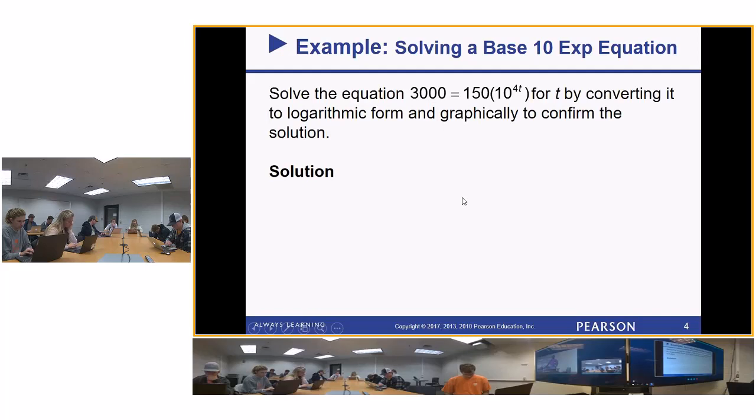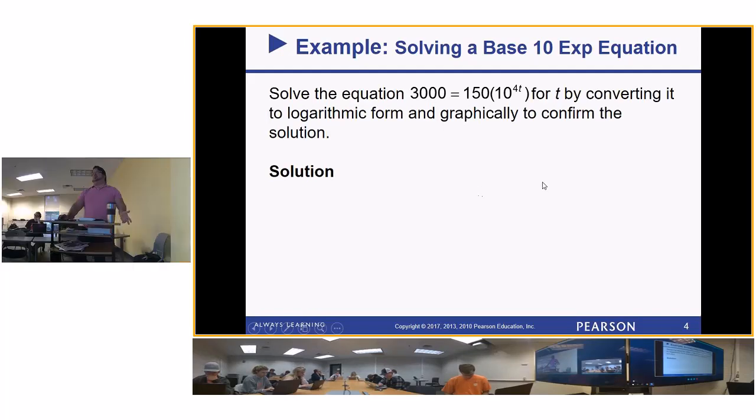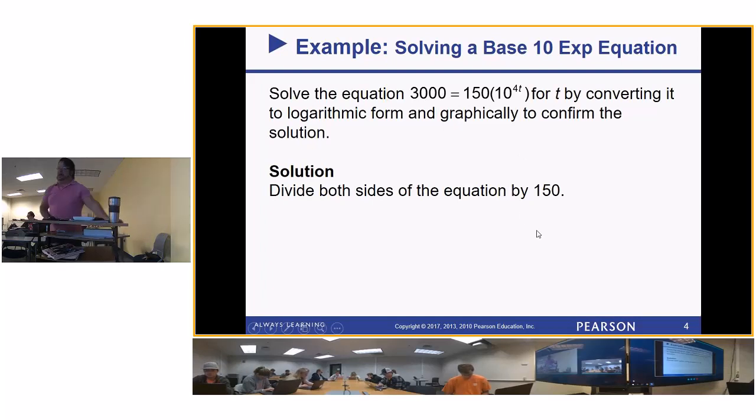Okay, solve the equation. At this point, use the definition of a logarithm. Multiply both sides by 1, or divide both sides by 150. Okay, that's what they're going to do. So divide by 150 on both sides.